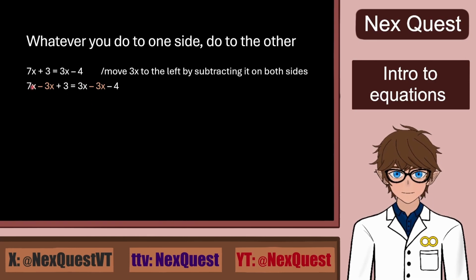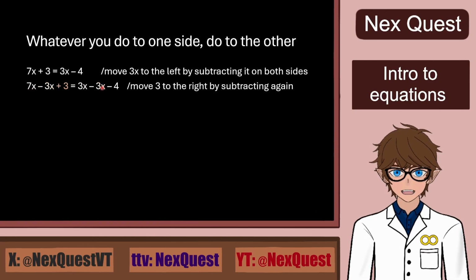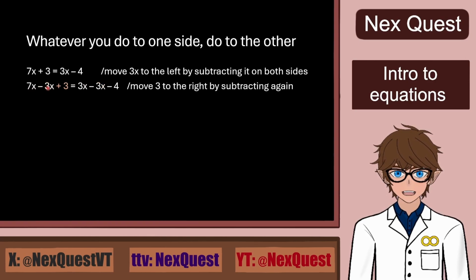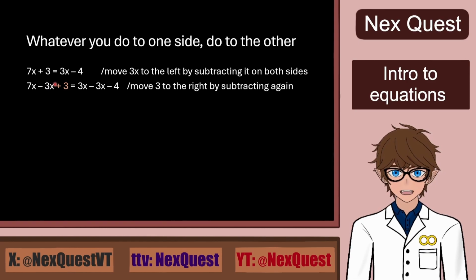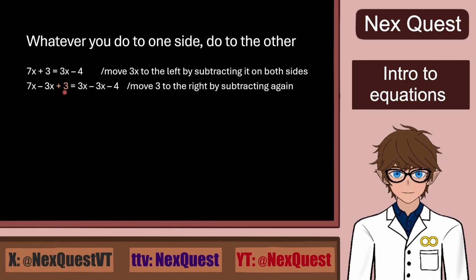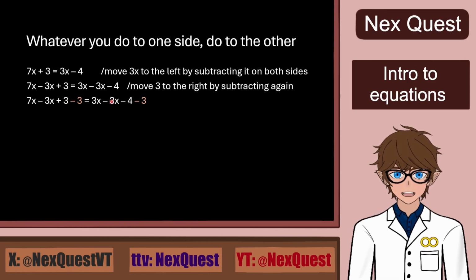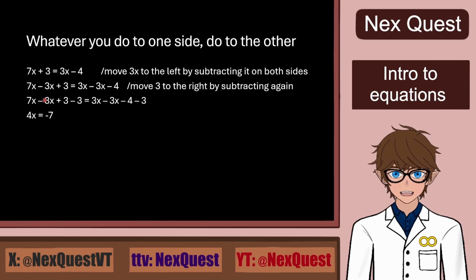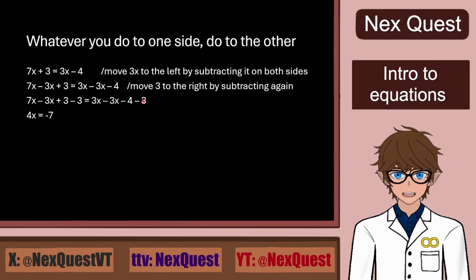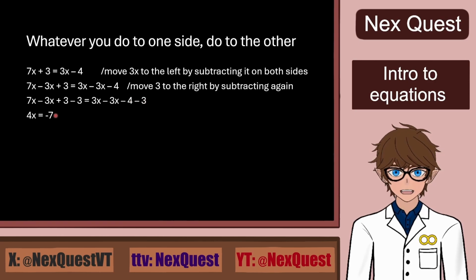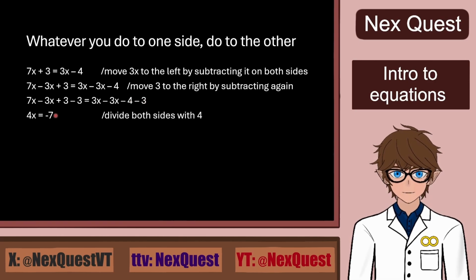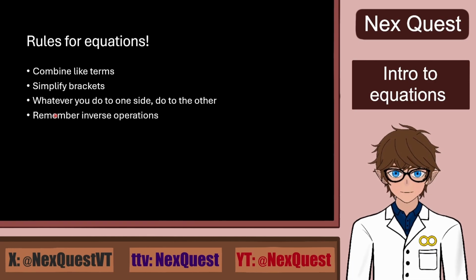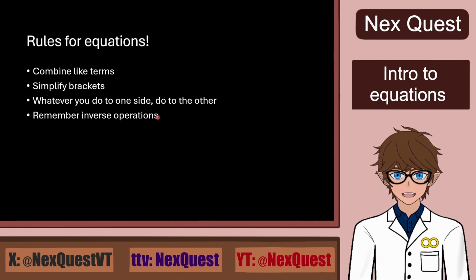So now we have x terms on the left and none on the right. We have isolated the variables on the left side. Now we have to get all the numbers to the right, so we will subtract 3 on both sides again, giving us this. Now we can cancel out the 3s on the left and the 3x's on the right. When we add up everything that's left, 7x minus 3x is 4x, and minus 4 minus 3 is minus 7. Now, to truly get the value of x, we divide both sides by 4, which gives us minus 7/4.